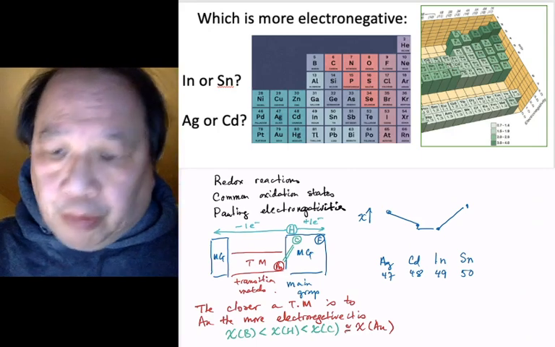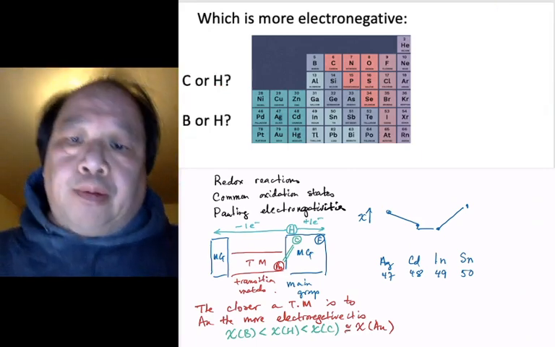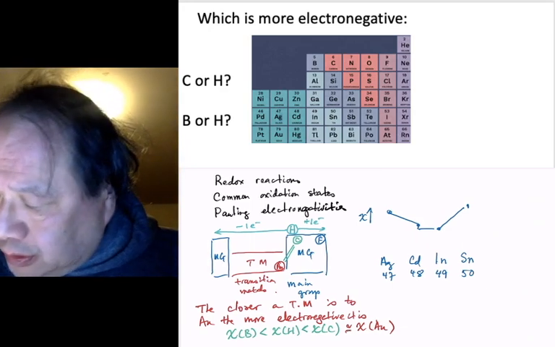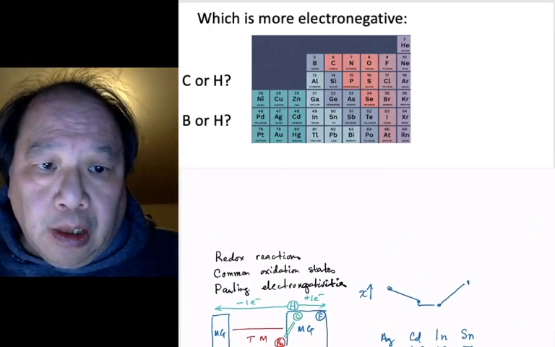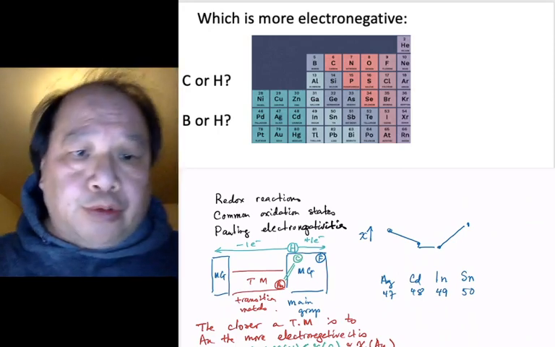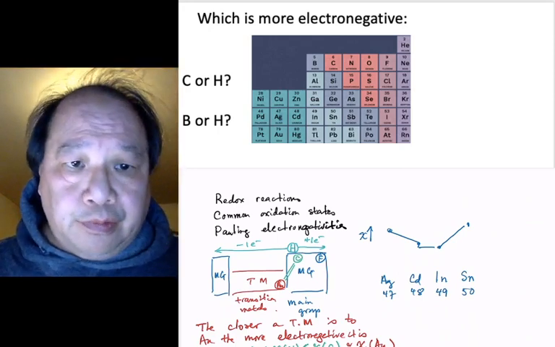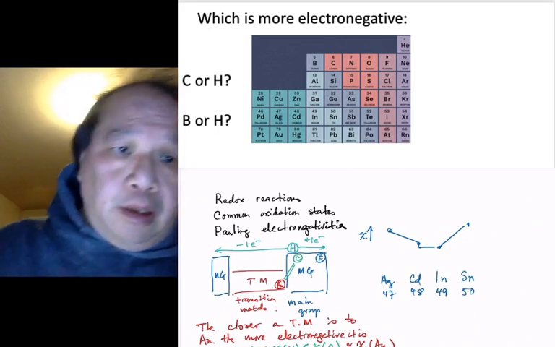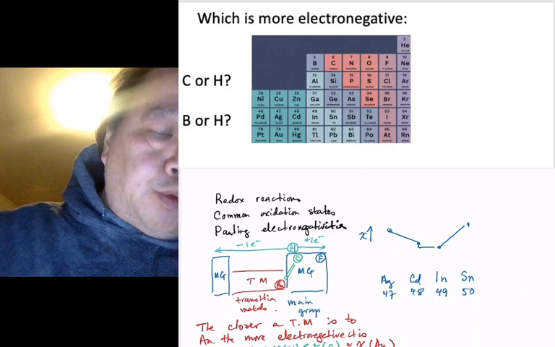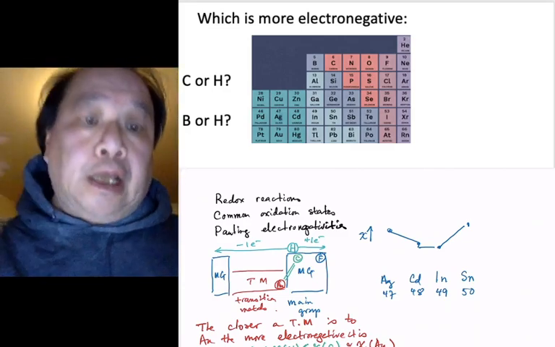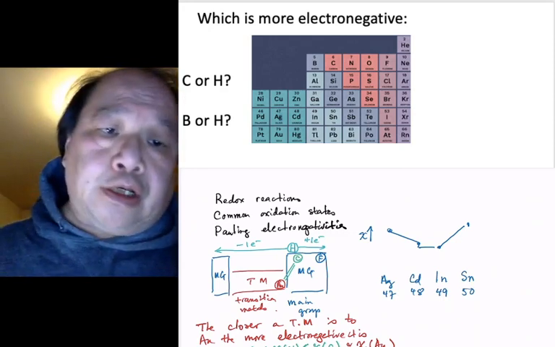Okay, let me just try one more question. Carbon or hydrogen, which one is more electronegative? Put it in chat. The answer is carbon is more electronegative.